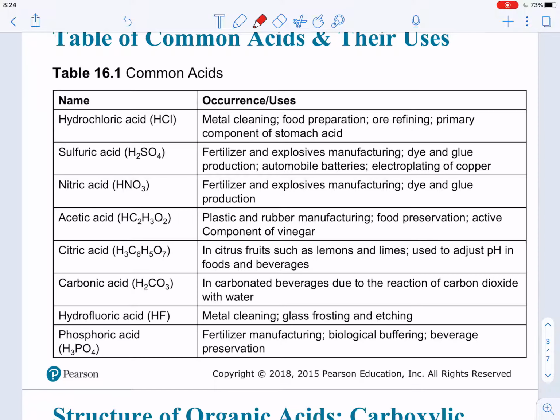Sulfuric, nitric, and phosphoric acid have very many applications in the agriculture industry for manufacturing of fertilizers and some other things that are not so good, like explosives and stuff like that.